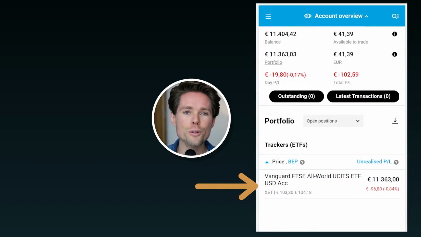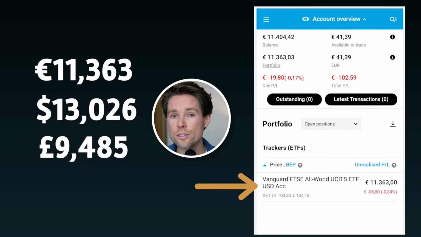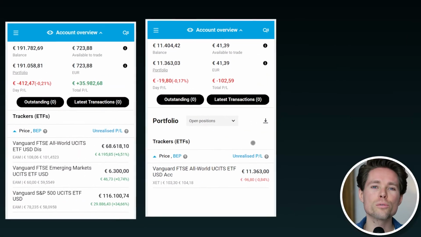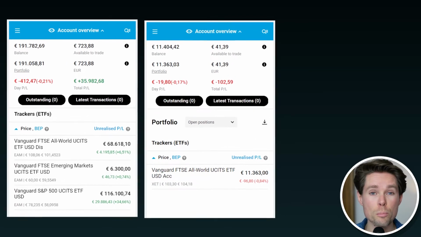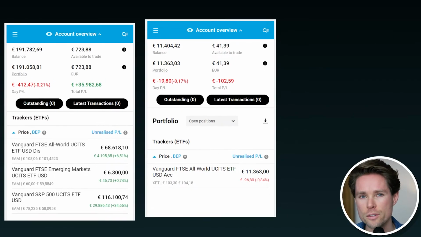And the total value of my retirement brokerage account currently sits at 11,363 euros. So all in all, the total value of my two brokerage accounts combined is 202,389 euros. So did I buy any new stocks last month, in December 2021?